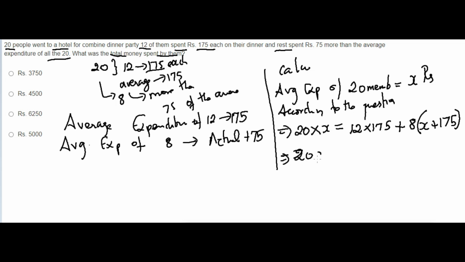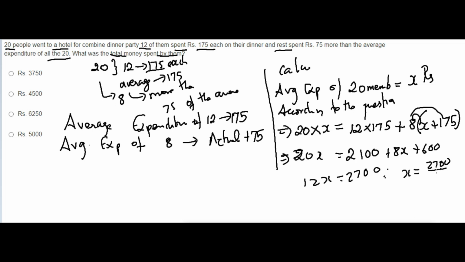20x equals 12 multiplied by 175, which is 2100, plus 8x plus 600, because 8 into x is 8x and 8 into 75 is 600. Is it right? So if you calculate, 12x equals 2700, and therefore x is equal to, how will you get it? 2700 by 12. So automatically you will get 225.